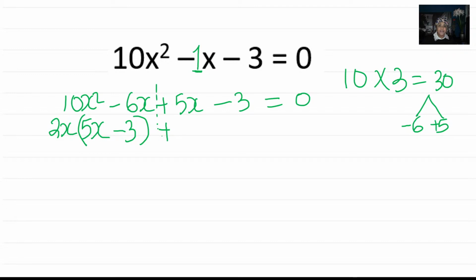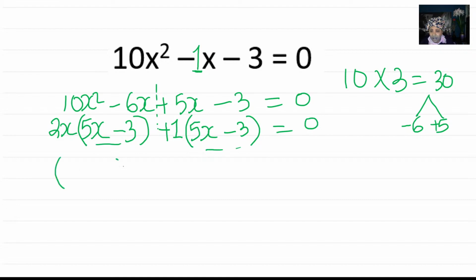what's common here? 5x and negative 3. What should I write? I do need a number outside my bracket, guys. Anyone? Well, I'm gonna put a 1 outside. Okay, 1 is a common one. So and then we have 5x and then minus 3, equal to 0.